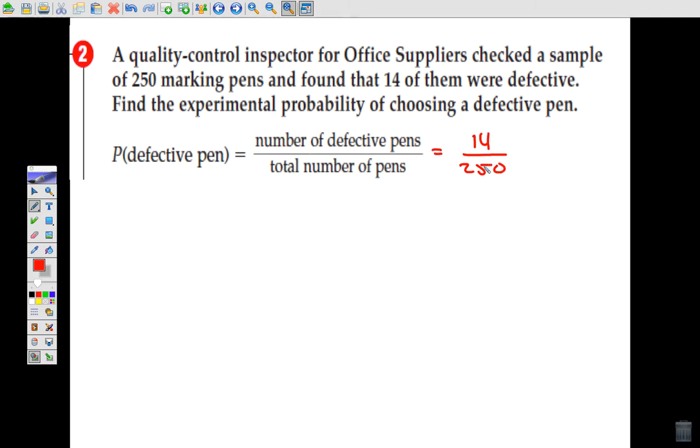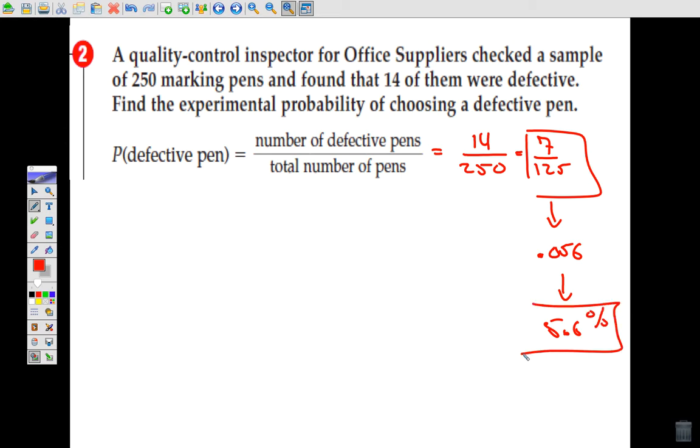Now I would just make sure that you reduce this fraction, and you know that both of these can be split in half, so this would be 7 over 125, and I think that's a probability that would be acceptable. If you wanted to, you could do 7 divided by 125, and that would give you 0.056. That would be the decimal, and if you wanted to write that as a percent, that would be about 5.6%. So those are other ways to write probabilities.